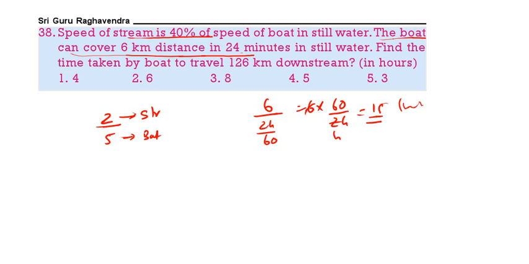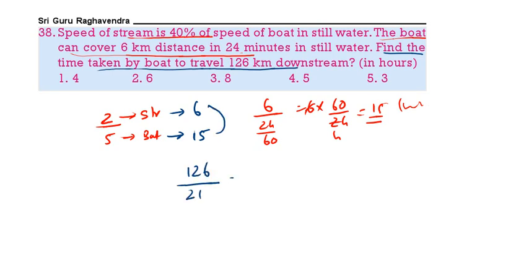That is the boat speed. So 5 parts equal 15. Therefore, each part is equal to 3. This one will be 6. Now, find the time taken by the boat to cover 126 kilometers downstream. Downstream means 15 plus 6, 21. So that will take 6 hours. 6 hours is the correct answer.